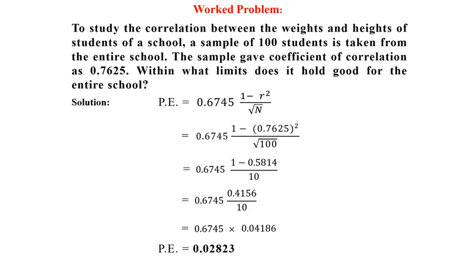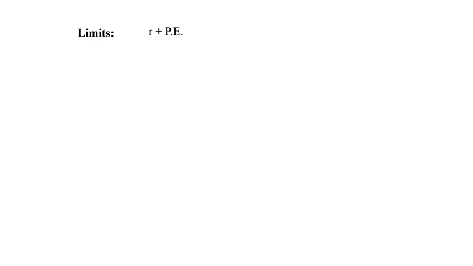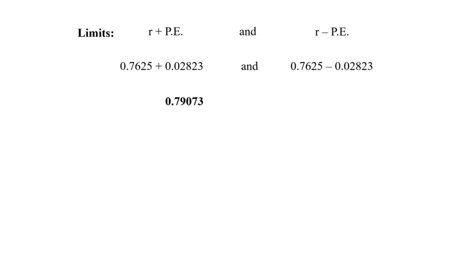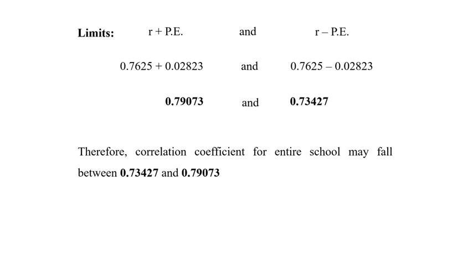0.02823. Let us find out the limits R minus PE and R plus PE. Okay, pause this, and those who are slow, you can write them in your notes. Limits: R plus PE and R minus PE. R means 0.7625 plus 0.02823, and R means 0.7625 minus 0.02823. Find out 0.79073 and 0.73427. The correlation coefficient of the entire school will fall between 0.73427 as the lower limit and 0.79073 as the upper limit. This is the answer.